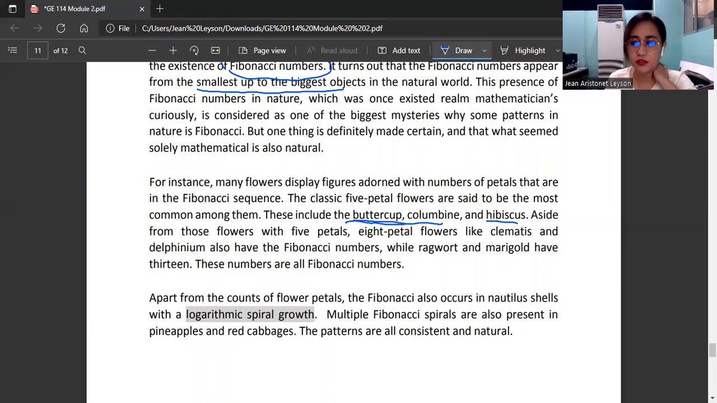Columbine and the hibiscus. Aside from those flowers with 5 petals, 8-petal flowers like clematis and delphinium also have Fibonacci numbers, while ragwort and marigold have 13. These numbers are all Fibonacci numbers.